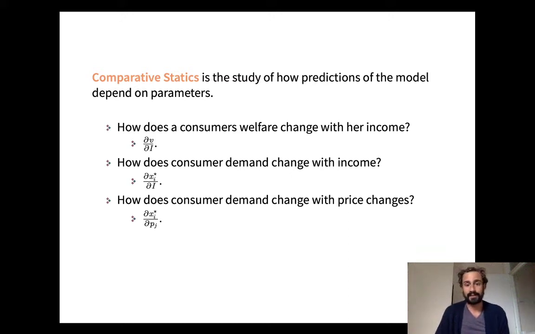And they're easy to answer because they're just partial derivatives of some output thing, v or x star, with respect to some input thing, one of the parameters, I or p. And so this is very simple. So let's look at the simplest one there is. How does the welfare of the consumer change when income changes?